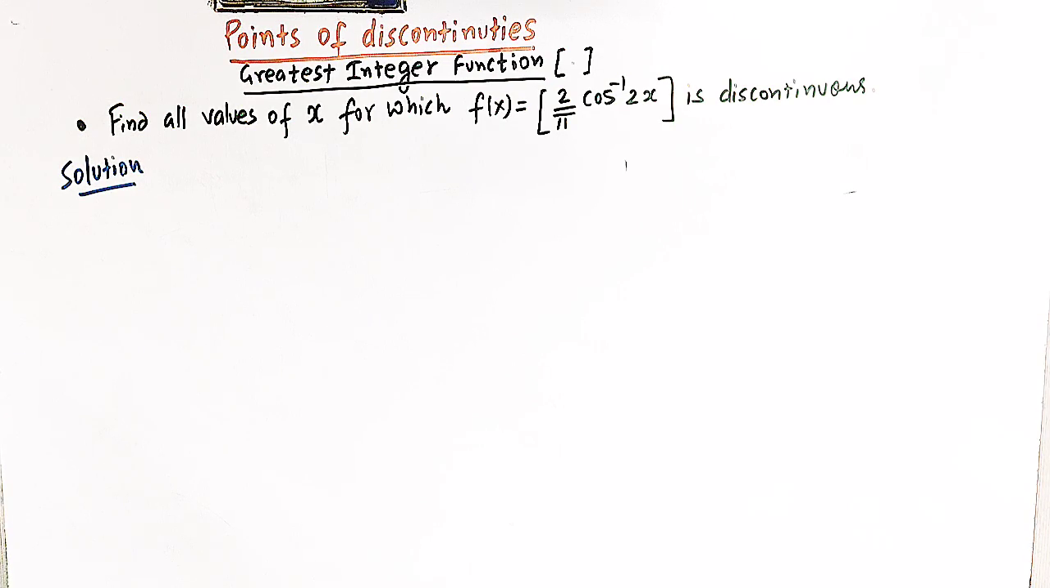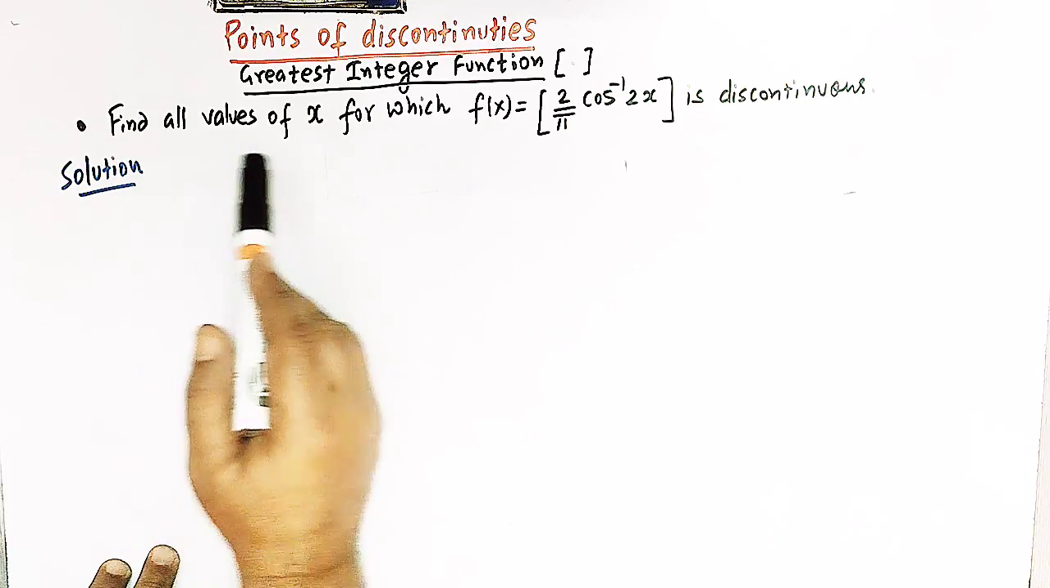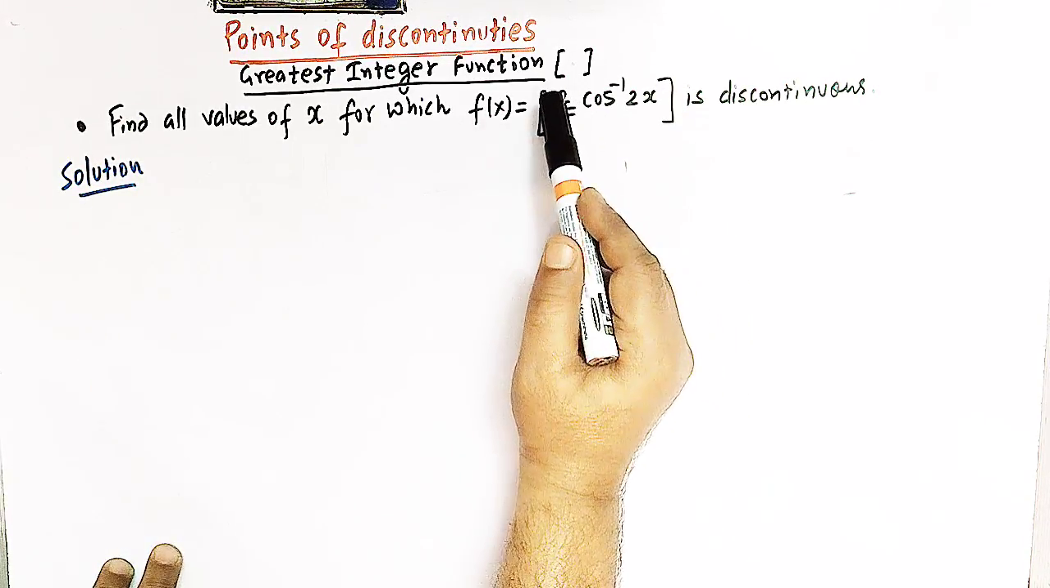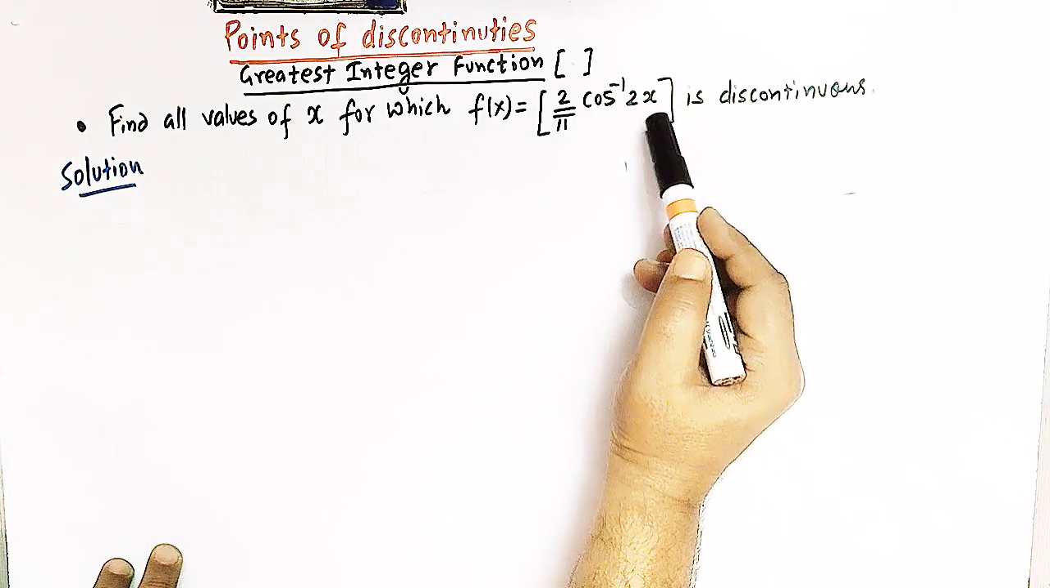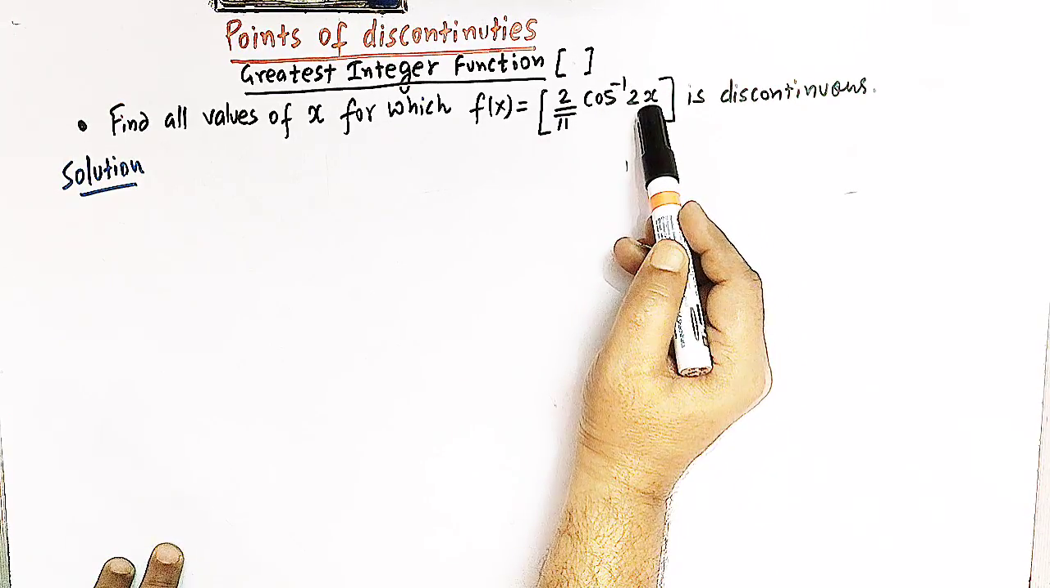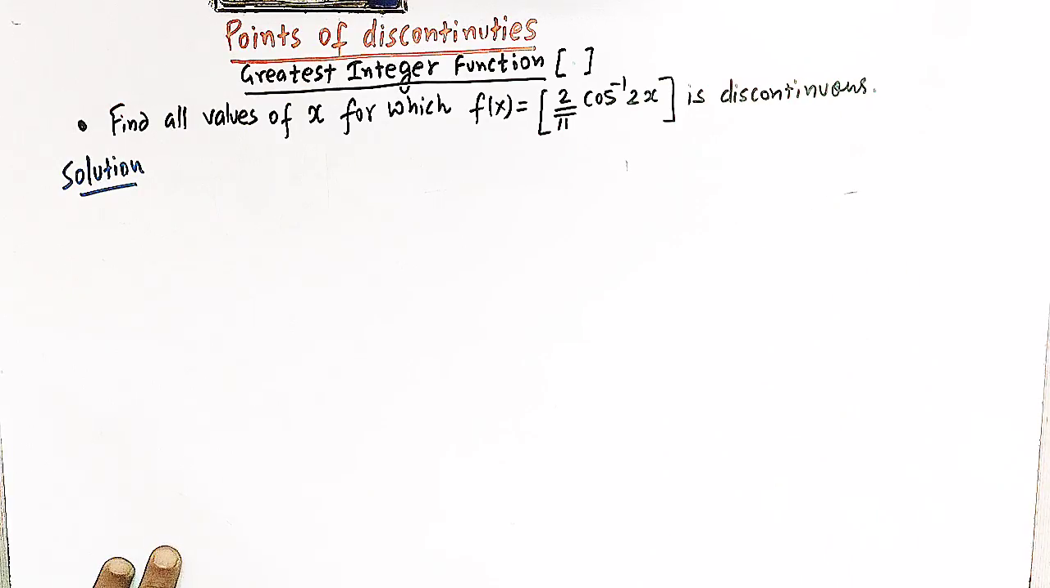Hello viewers, in today's session we are going to discuss another important problem from greatest integer function, and here we are going to find out all the values of x for which this function f of x, that is given by the greatest integer of 2 over pi cos inverse 2x, is discontinuous, right?